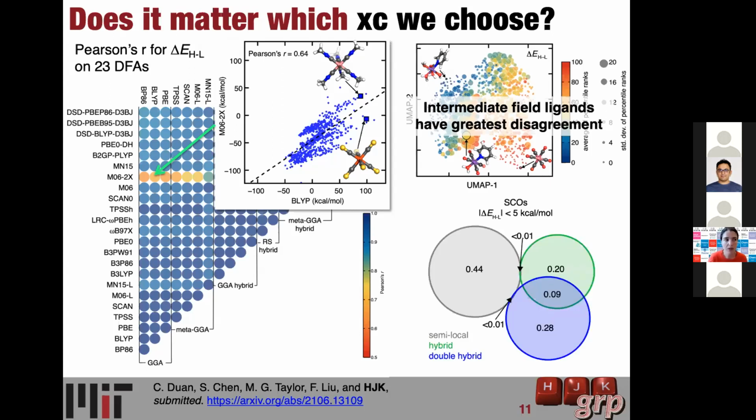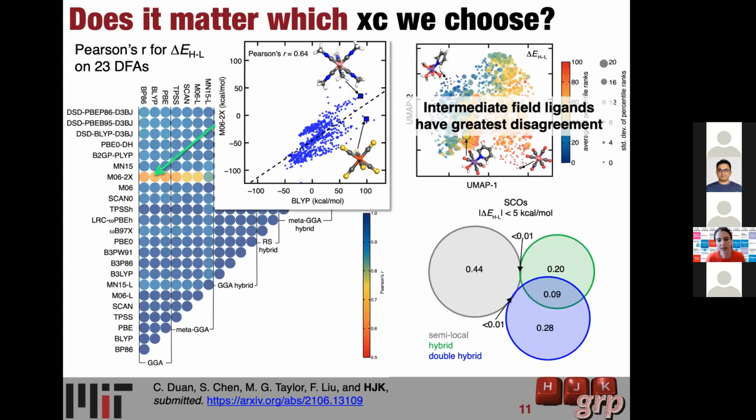So for the sake of this talk, I'm going to define a spin crossover complex as something where the high spin and low spin are within 5 kilocals per mole of each other. These are the materials that have the greatest chance of changing their spin state in response to temperature or light. They're functional materials that can change their optical properties. So they're really useful and interesting as sensors and so on.